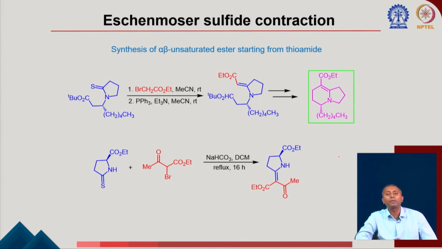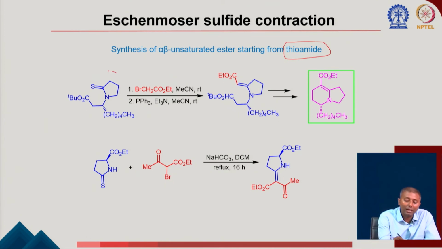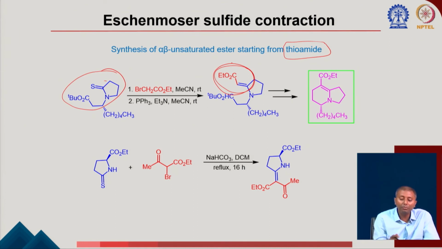Now what is going to happen? Previously we have seen the formation of the 1,3 dicarbonyl compound, but if you start with the thioamide instead of thioester, if you start with thioamide, then it ends up forming an alpha beta unsaturated ester. Again you have to use this alpha bromo ester or alpha bromo carbonyl compound here. Again there is another example also given here. If you have this bromo alpha to the carbonyl, alpha to the ester, which can also form these alpha beta unsaturated compounds.